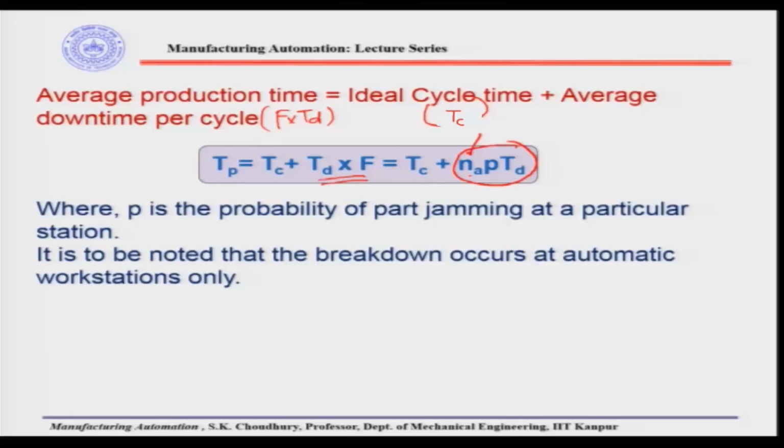So, this has to be considered: what is the probability of part jamming at a particular station, and that has to be multiplied by the number of automatic workstations and, of course, the Td remaining. So, F is equal to the probability times the number of stations, and this will be F into Td, that we are writing here. As I said, it is to be noted that the breakdown occurs at automatic workstations only, and therefore, it is only the NA here that is considered.